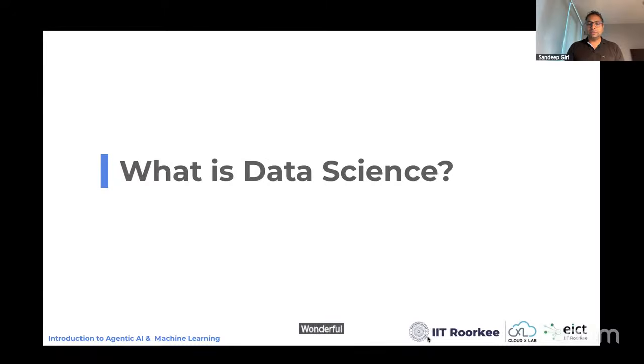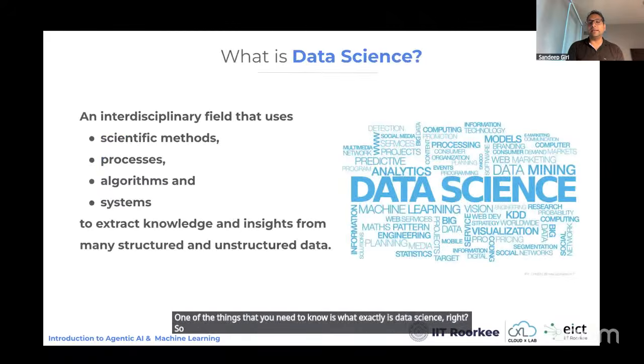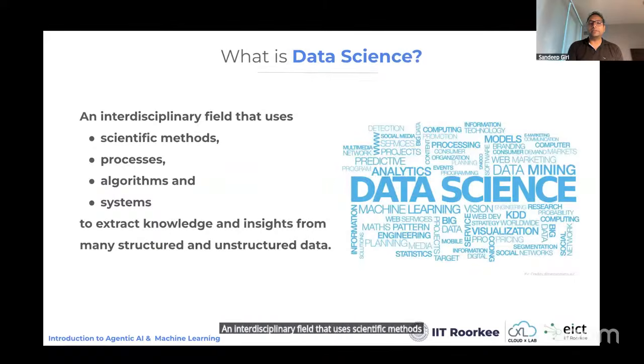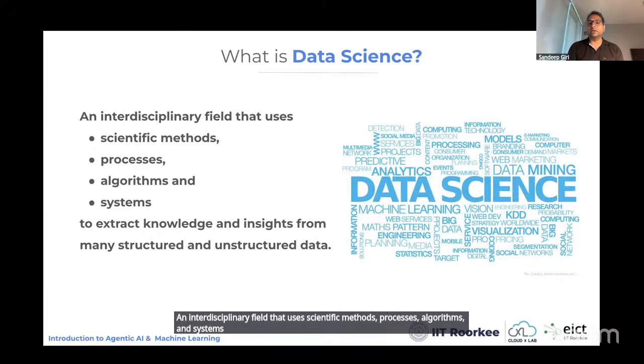Wonderful. Any questions so far? Let me just check. No questions. All right. So there are a few things I want to introduce you to. One of the things that you need to know is what exactly is data science. Data science is an interdisciplinary field that uses scientific methods, processes, algorithms, and systems to extract knowledge and insights from many structured and unstructured data. So handling of data or doing the science on data is called data science.